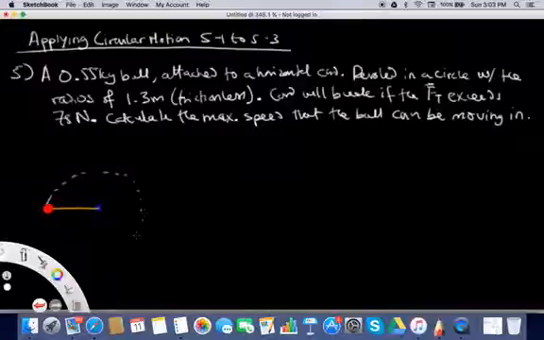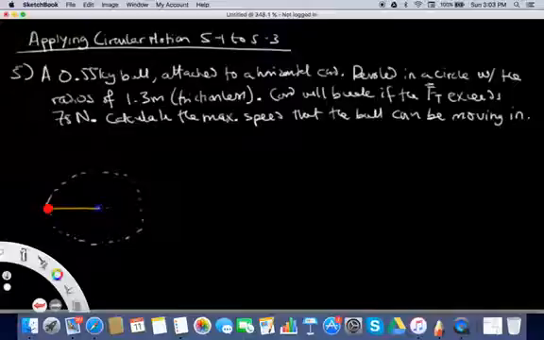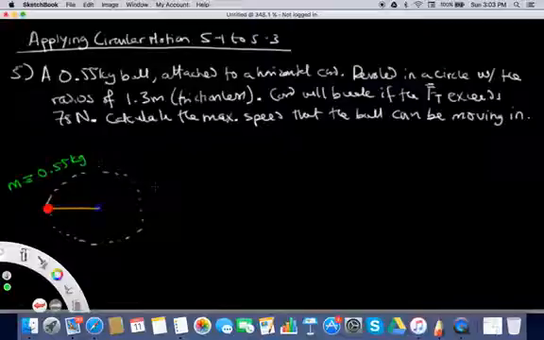So let's try to draw that out to the best of my ability. So it's in horizontal circular motion. Now that's my best attempt at a circle. Okay, so this is our diagram, or a decent drawing of a diagram. So let's put in some meaningful information from the problem. The mass of the ball is 0.55 kilograms. And they told us that this ball is revolving in a circle that has a radius of 1.3 meters.